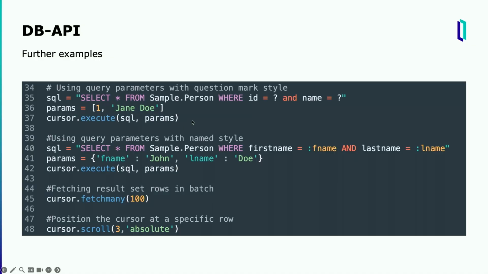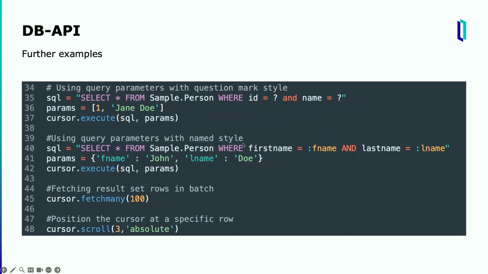The other thing that is typically important to understand is how you work with parameters. In Python, you have two ways to handle these. Either you work with question mark style, so all your parameters are represented by question marks, and then you pass in an array with the arguments in sequence that are getting applied to your question marks. So 1 is going to be your ID, and Jane Doe is going to be the name in this case. You just pass in the params to the execute method, and that's it.